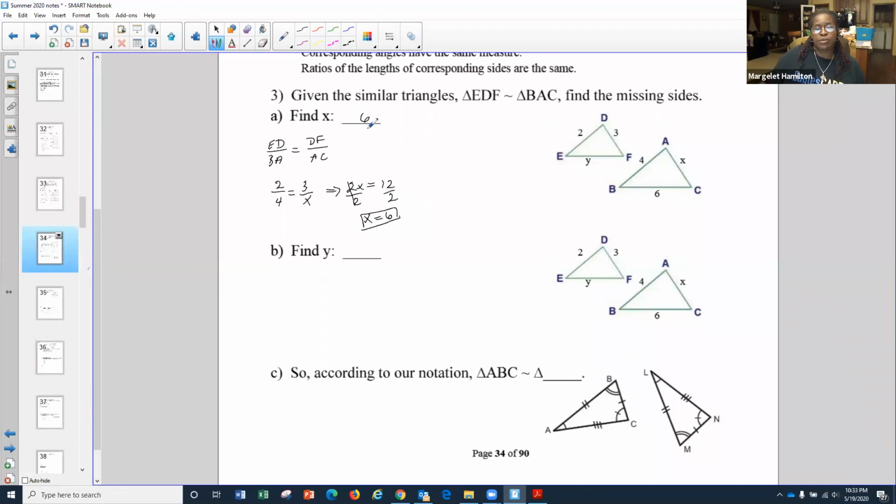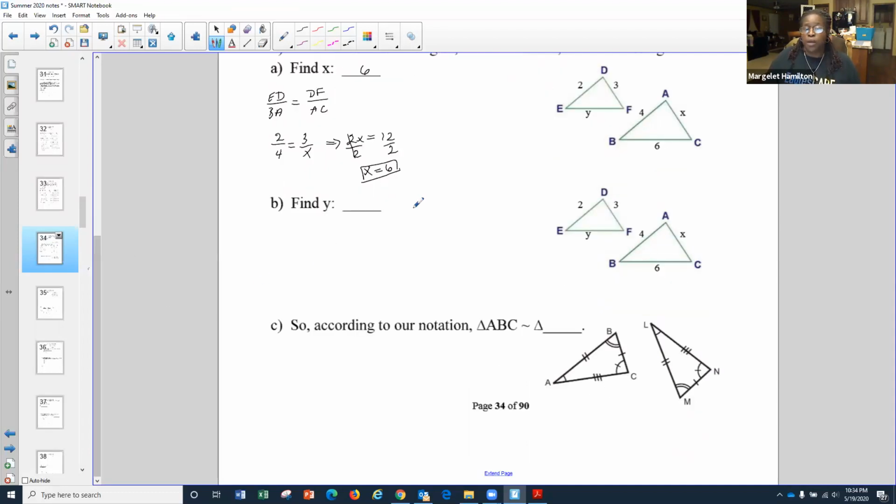So x equals 6. Again, this is only one way to set up my ratio. You may have done it another way, okay? Now let's do y. We already found x. Feel free to replace your x with the value that you found so that you can use it if you like, okay? But we know that x is 6. So now let's solve for our y.